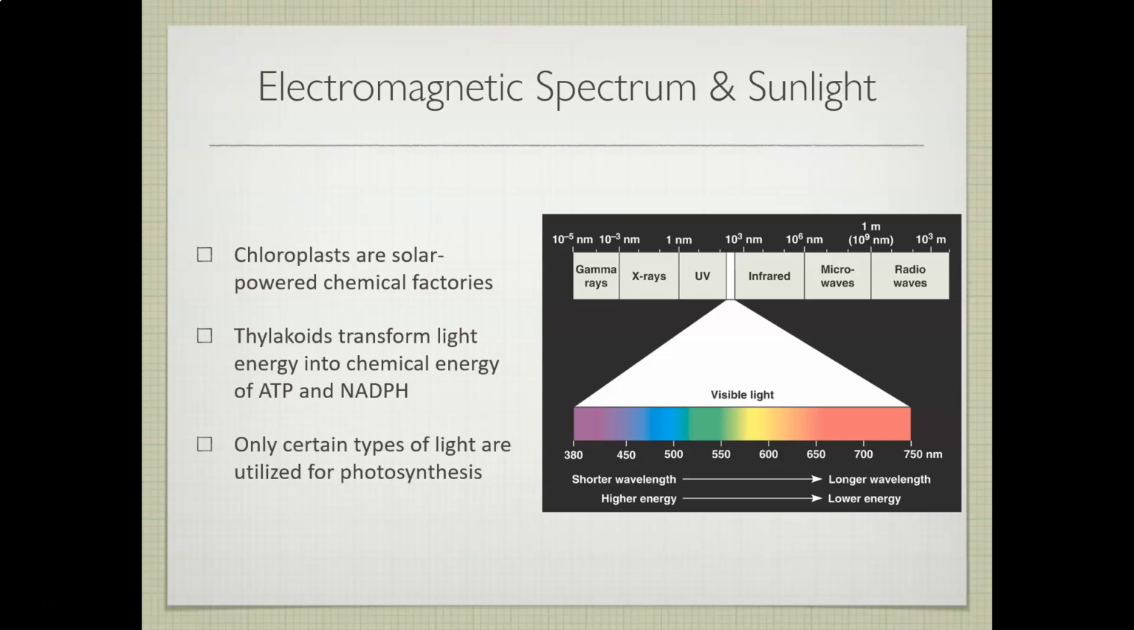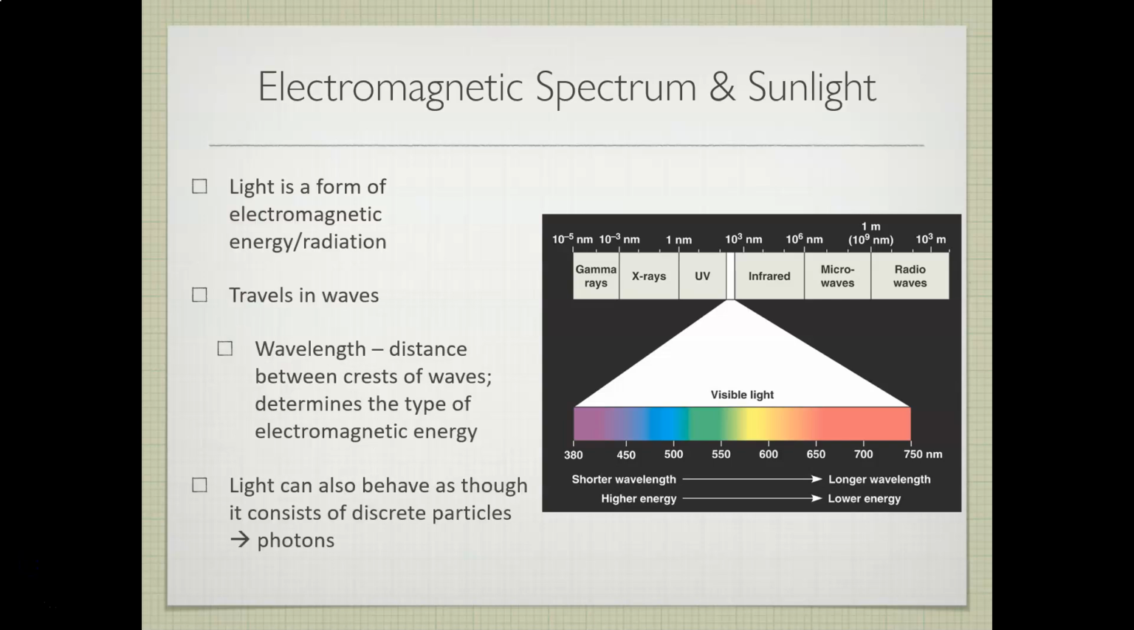But when we look at the sunlight that comes in, we need a little bit of a physics lesson here. There are only certain types of light that those plants are actually capable of harnessing and using. So what we're looking at here is that light is in the form of electromagnetic energy or electromagnetic radiation. And that light energy travels in waves, right? So think of waves in the ocean.